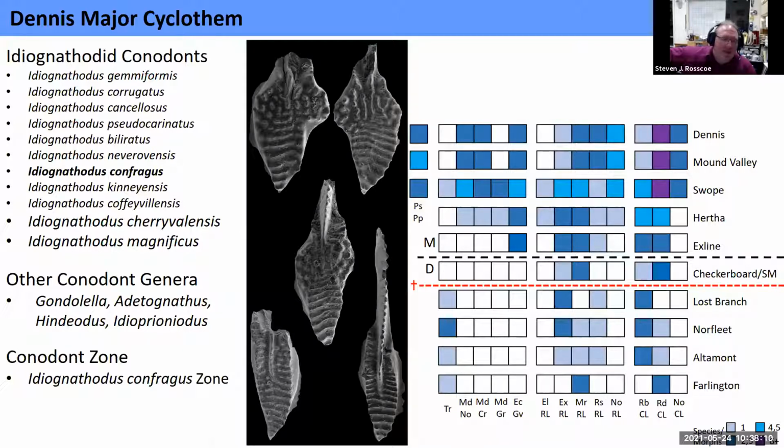So reduction is kind of the trend that we're observing from the Swope up, and we had previously seen from the Lost Branch up kind of a trend toward expansion. So we're seeing these two different swings overall in our Idianathodids. The Dennis still belongs to the Idianathodus confragus zone. The really big major event that's going to change everything here comes in the next slide. And so let's do the next slide.